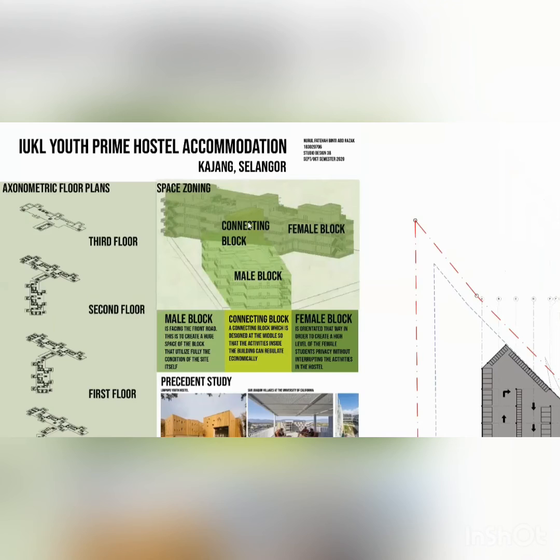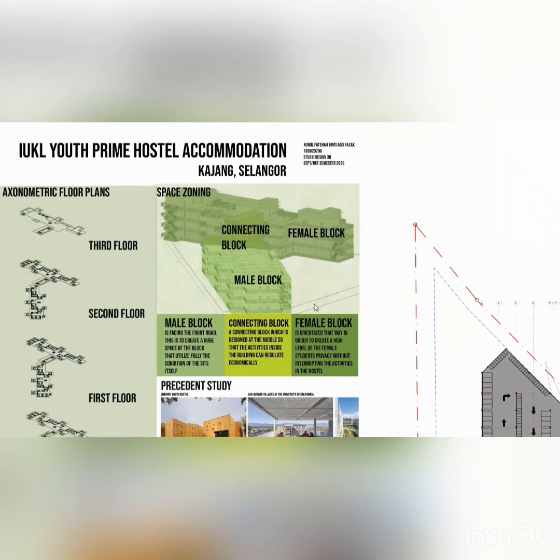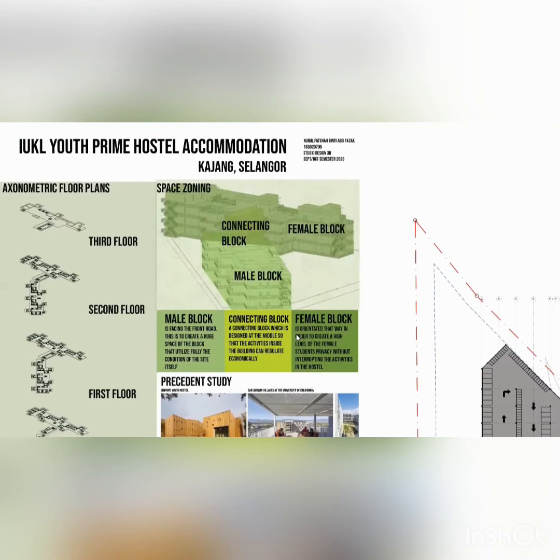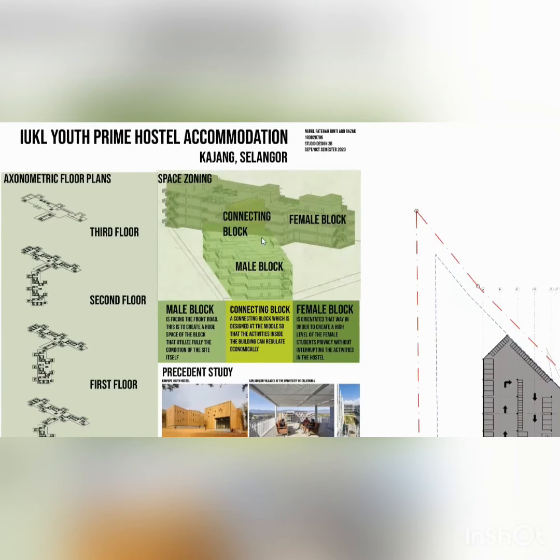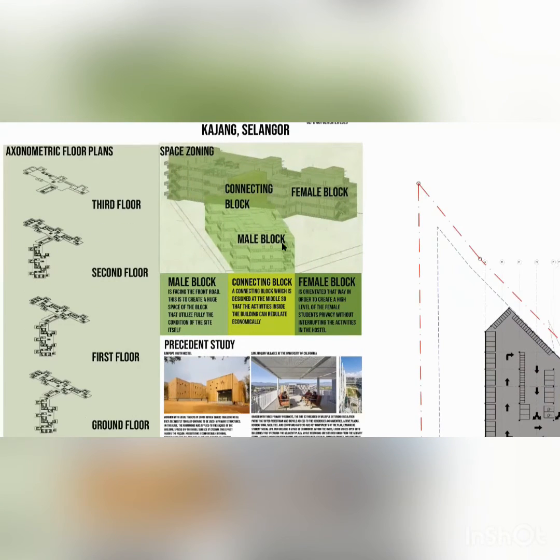And then I move on to the space zoning. The space zoning here is the female block, the connecting block, and the male block. As I already mentioned from my first board, why and what I want to implement for the block itself. And here is the precedent study. The first precedent study that I use is the Limpopo Youth Hostel.